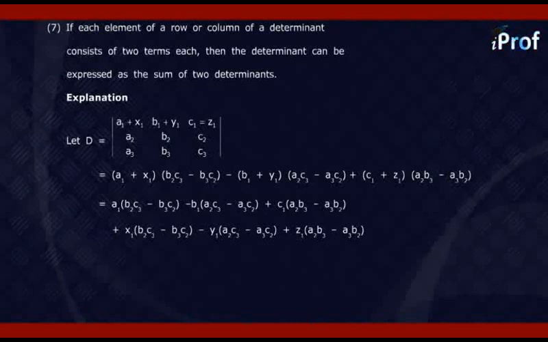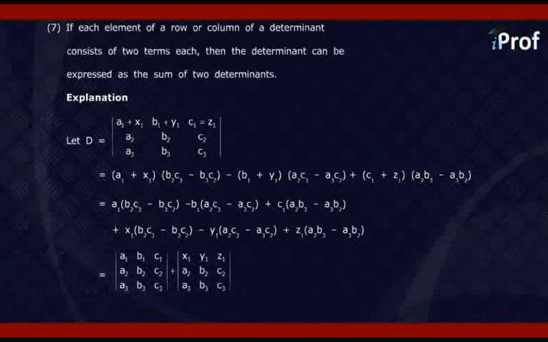(a2 b3 minus a3 b2). The first three terms make the determinant with a1, b1, c1 as the first row, a2, b2, c2 as the second row, a3, b3, c3 as the third row. The last three terms make the determinant with x1, y1, z1, then a2, b2, c2 as the second row, a3, b3, c3 as the third row. Thus, the given determinant has been expressed as the sum of two determinants.